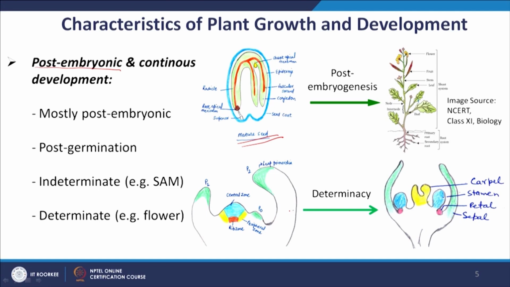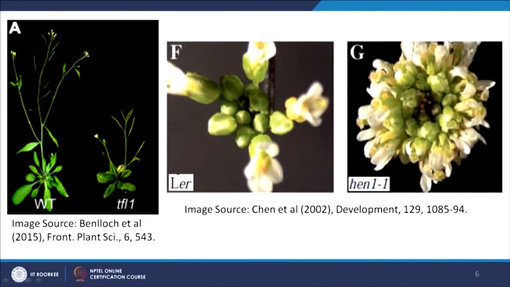Okay. Since all these processes are important, they must be tightly regulated. The process of determinacy, growth and development has to be regulated by certain regulators. And needless to say, if you disrupt these genetic regulators or mutate them, you are going to see developmental defects. For example, take the case of the mutant TFL1, which is terminal flower 1. If you look at the wild type Arabidopsis plant, you see how the development happens.